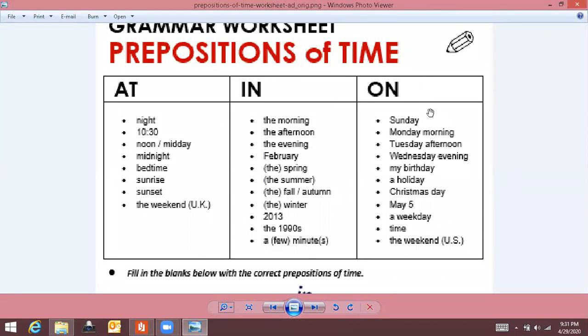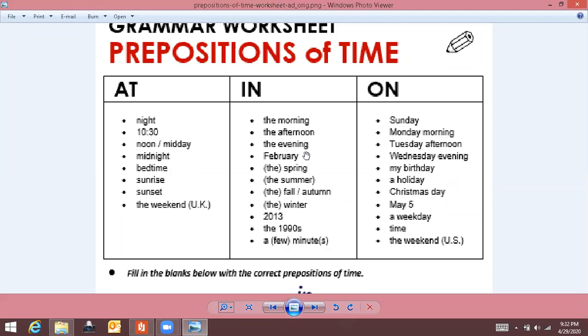If you mention the name of the day, you will say on Friday, on Thursday, on Monday. If you mention the name of the day plus the part of the day, you will say on Monday morning, on Tuesday afternoon, on Wednesday evening, on my birthday, holiday. Can you give me examples of holidays? Christmas, Mother's Day, Valentine's Day, Father's Day, Children's Day, very good.